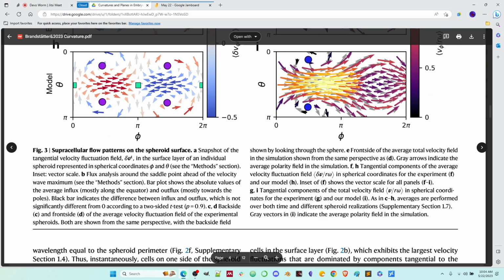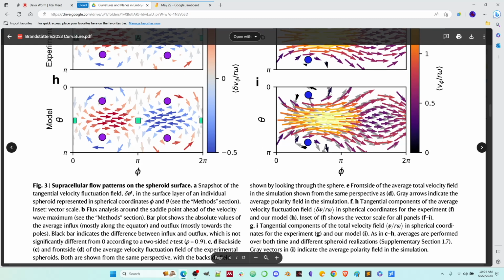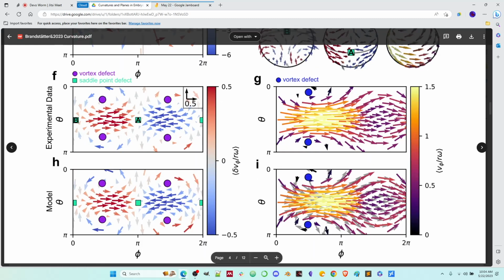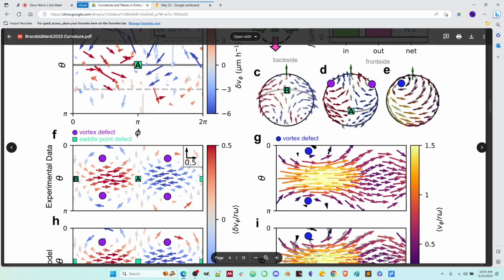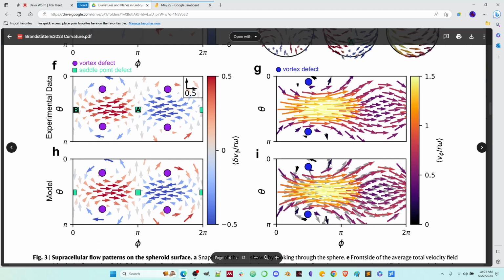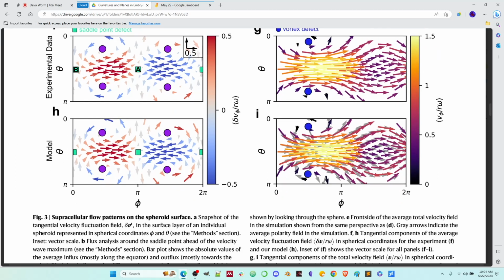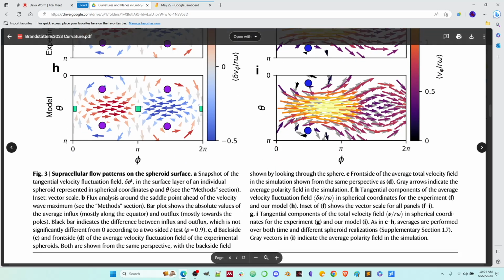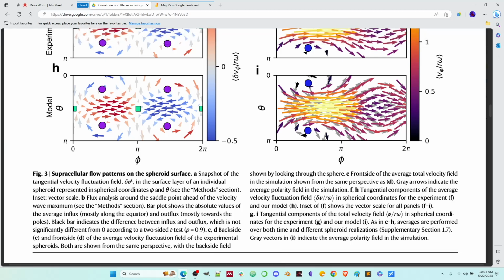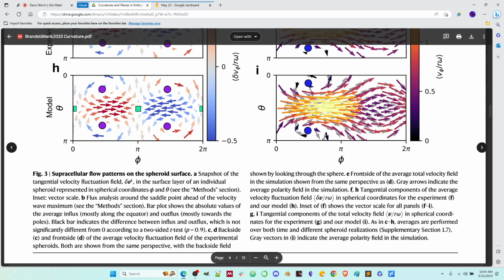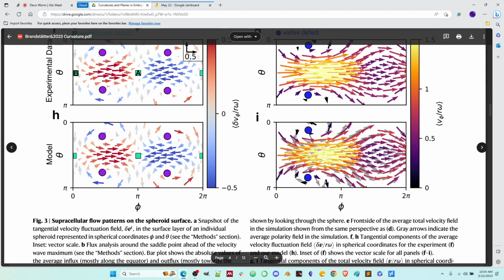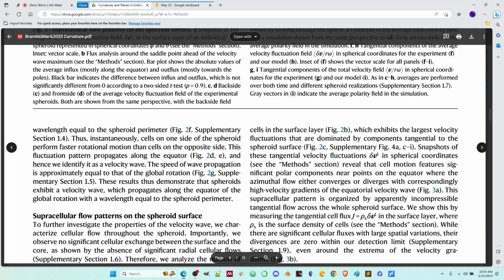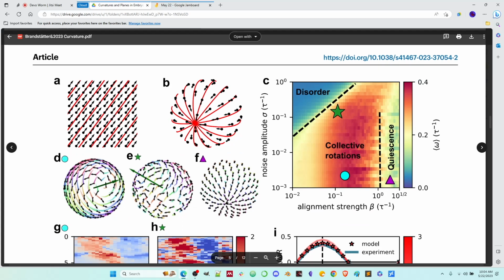So you also have backside and front side of the average velocity fluctuation field. So that's C and D. That's up here. So you can see the influx and outflux. And then F, G, H, and I are all tangential components of the average velocity fluctuation field in spherical coordinates for the experiment and our model. So the experiment versus the model.